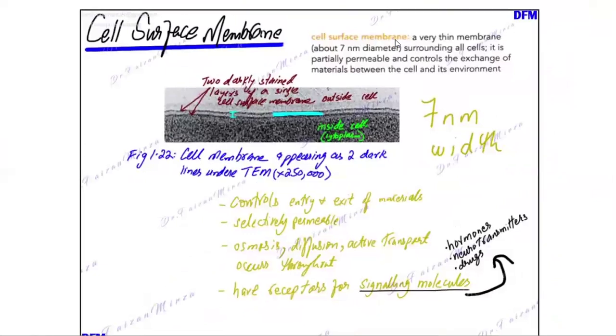The cell surface membrane is not exactly an organelle, but yes, a cell structure. The cell surface membrane is a thin layer, and it's not fully permeable. It's selectively permeable, or partially permeable. It's 7 nanometers in thickness. It surrounds the cell, and it controls the exchange of materials within the cell and between the cell and its environment. This is the inside of the cell, the cytoplasm, and this region is outside the cell.